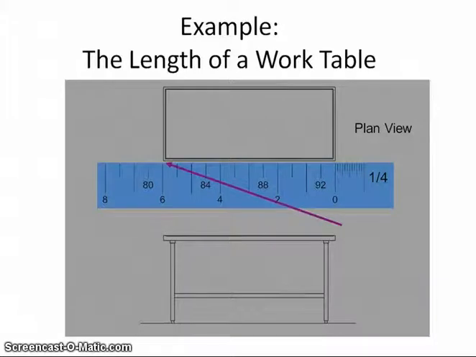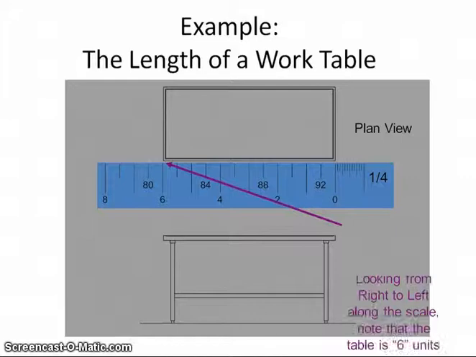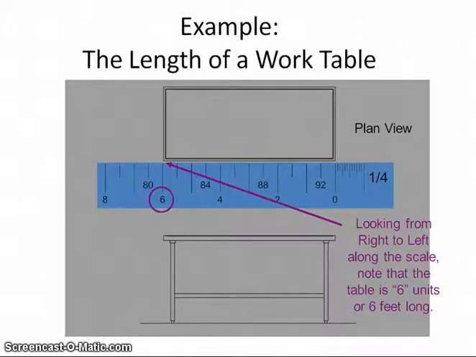Now we want to locate where our line actually ends and where it falls on our architect scale. So looking from left to right, because that's the way that we would read for 1/4, we could see that it ends at the 6 mark. So we know that each 1/4 of an inch equals a foot. So we know that this is 6 units long, therefore it is going to be 6 feet.